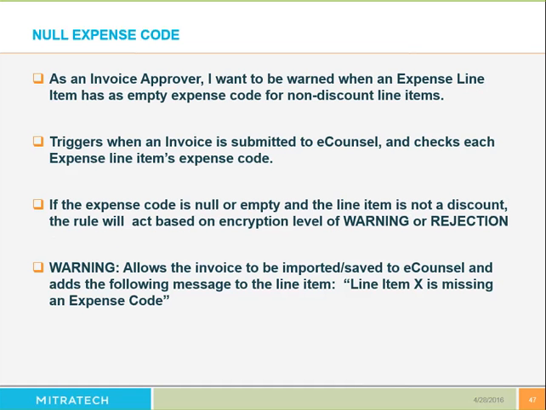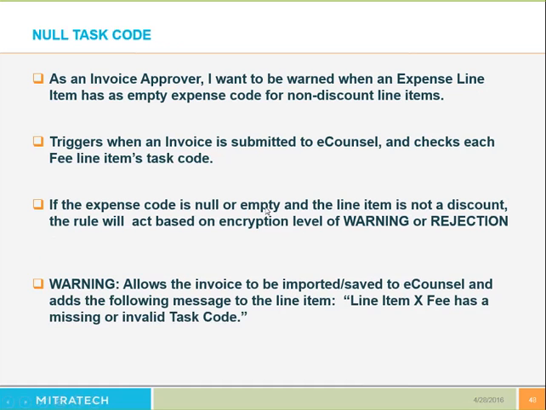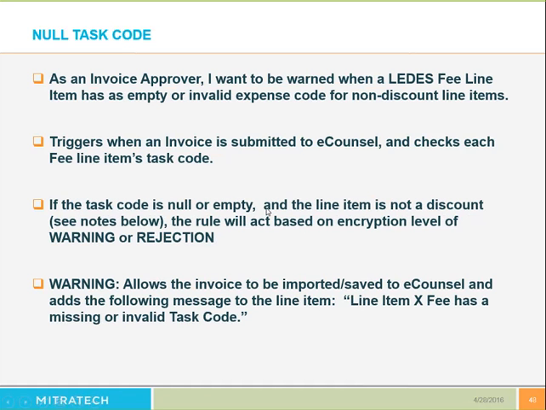Null expense code basically just looks to see and make sure that there's an expense code for non-discount line items. It doesn't validate the value of the code, it just merely checks to make sure that there's a value there. So if there is no value, then it's going to issue a warning or reject the invoice saying that the line item is missing the expense code. Same thing with the null task code, except it validates task codes on fee line items. And if the task code is missing, it'll say the line item fee has a missing or invalid task code.